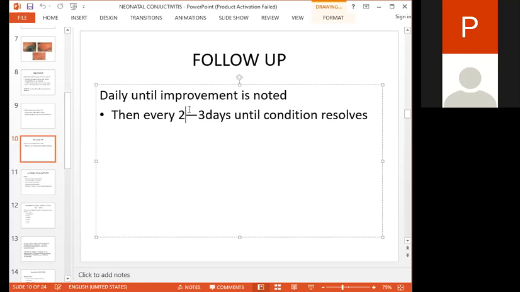After 3 days, the child is already blind. What next? They've lost everything.